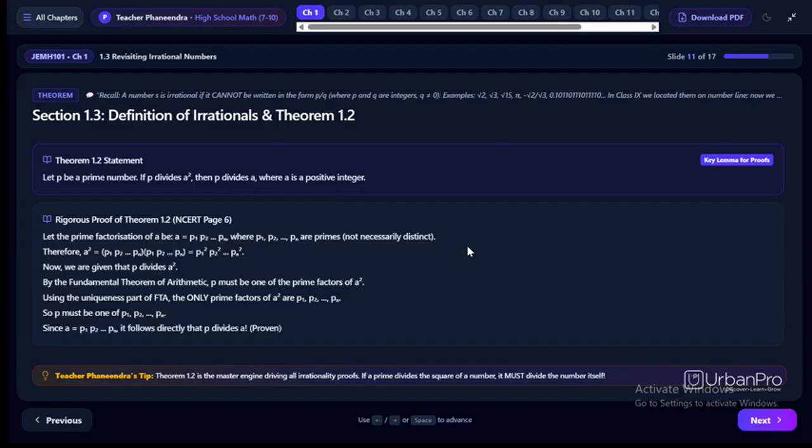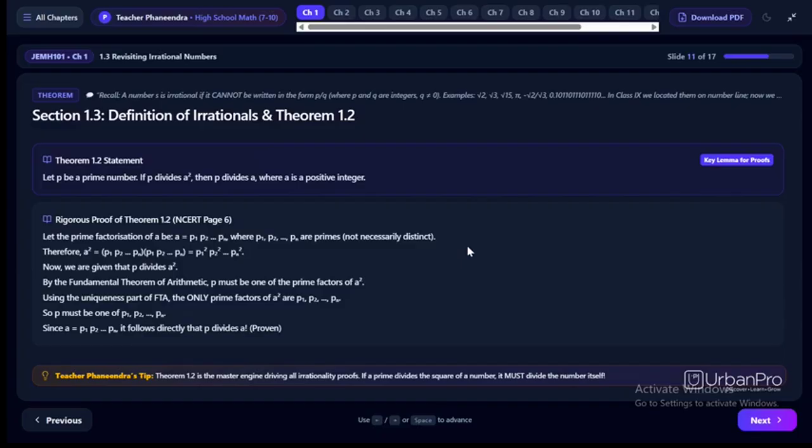So let's see the proof of this. Let A be a composite number which can be represented as a product of prime numbers P1, P2, P3, and so on up to Pn, where P1, P2, P3 are all prime numbers, not necessarily distinct. The order can change, but the composition will remain the same.